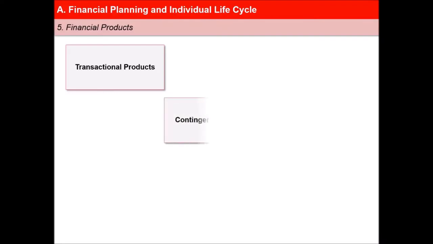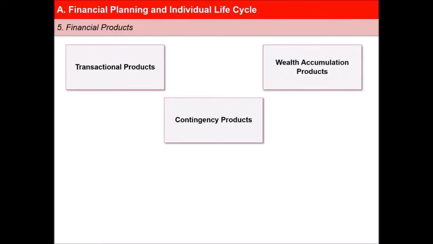Corresponding to the sets of needs, there are three types of products in the financial market. First are the transactional products that enable one to have adequate purchasing power or liquidity at the right time and quantum. For example, bank deposits and other saving instruments. Second are the contingency products, which provide protection against large losses that may be suffered in the event of sudden unforeseen events. And third are the wealth accumulation products, such as shares, high-yielding bonds, or real estate. These investments are made with the view of committing money for making more money.